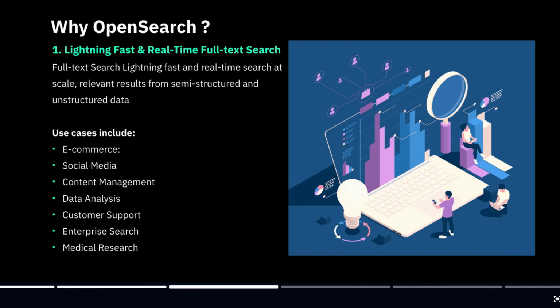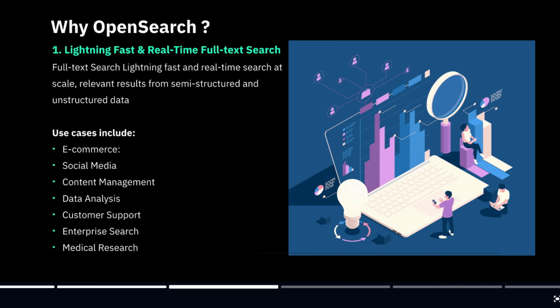So why should we use AWS OpenSearch? The first point is its lightning fast, real-time text search, because OpenSearch provides the ability to search through semi-structured and unstructured data very efficiently. So let's go through some of its use cases. The first one is e-commerce. It can be used to search through the products on an e-commerce website and the user can get the result very quickly.